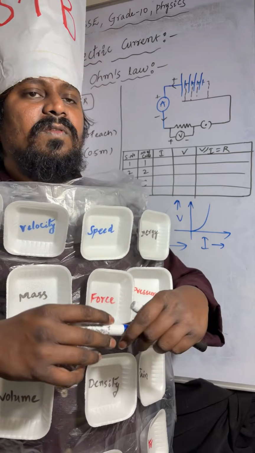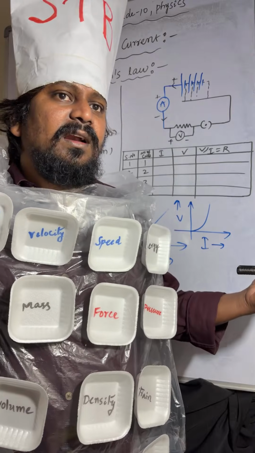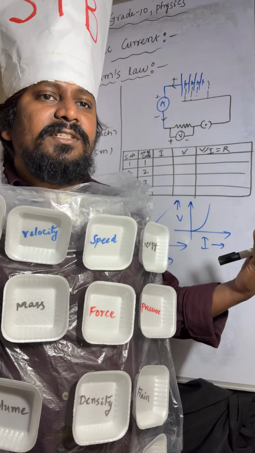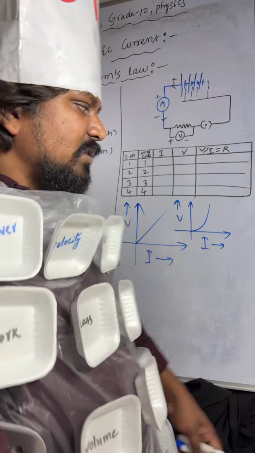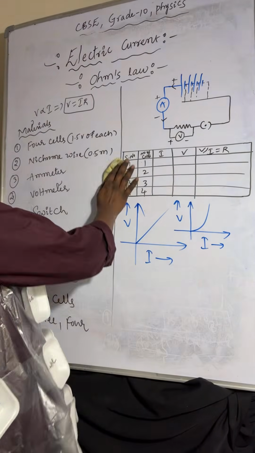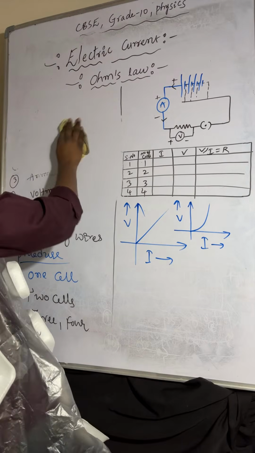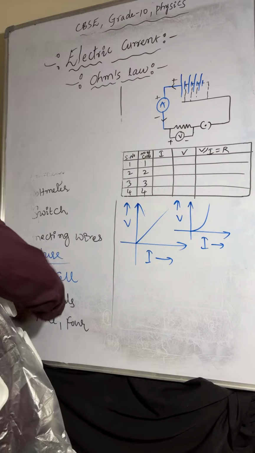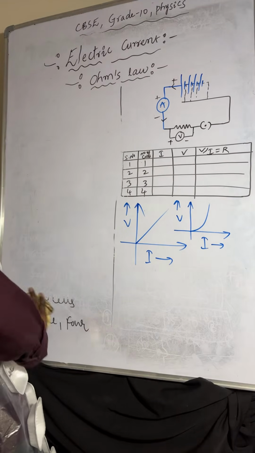What do you mean by ohmic conductors? The conductors which obey Ohm's law. Non-ohmic conductors are those which do not obey Ohm's law. So this is about Ohm's law. Next, we will discuss the difference between resistance and resistivity.